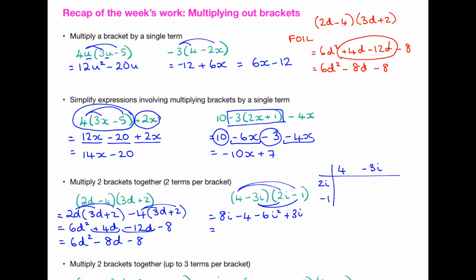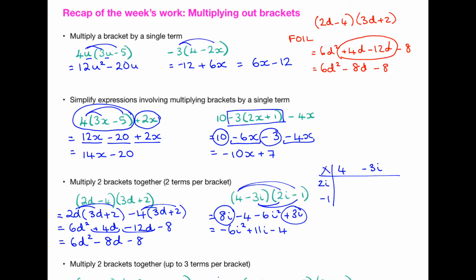So all together there, if we put our squared term first, we've got negative 6i squared. Then in i's, we've got a positive 8i there and a positive 3i there. So that gives us plus 11i. And then we've got a minus 4 as well. Okay, let's do that with the table and check that we get the same.